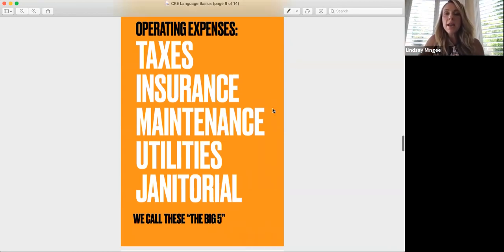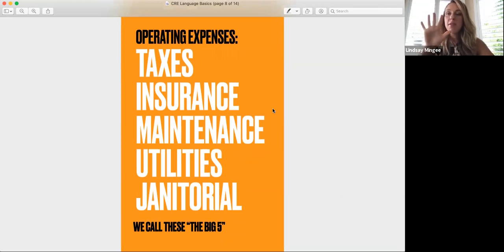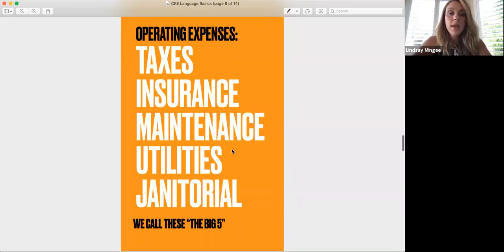When we talk about operating expenses, we call these the big five: taxes, insurance, maintenance, utilities, and janitorial. One that is not on here is property management, right? That's another operating expense that, depending on how you look at the operating cost of your building, is something to look at. Again, that's more like commercial real estate 102. When we're talking about the big five operating expenses for commercial property, whether it's office, medical, industrial, retail, an auto dealership, a church, a hospital, a hotel, these are the big five, okay?